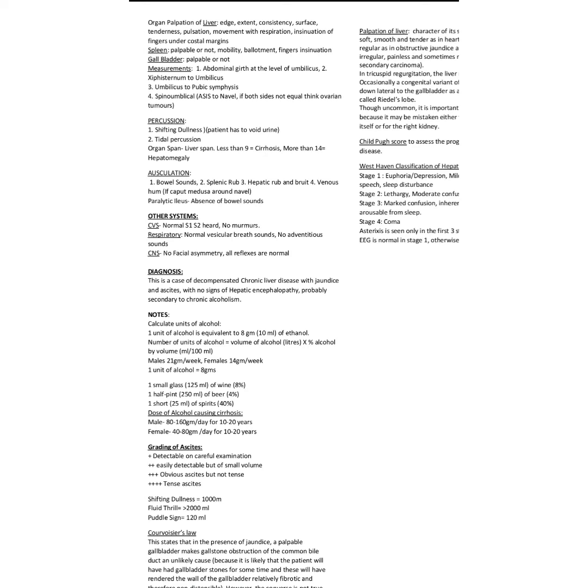Plus 1 is detectable on careful examination, plus 2 is easily detectable but of small volume, plus 3 is obvious ascites but not tense, plus 4 is tense ascites. So shifting dullness is seen if it is 1000 ml, fluid thrill is seen if it is more than 2000 ml, puddle sign will be seen if it is 120 ml.